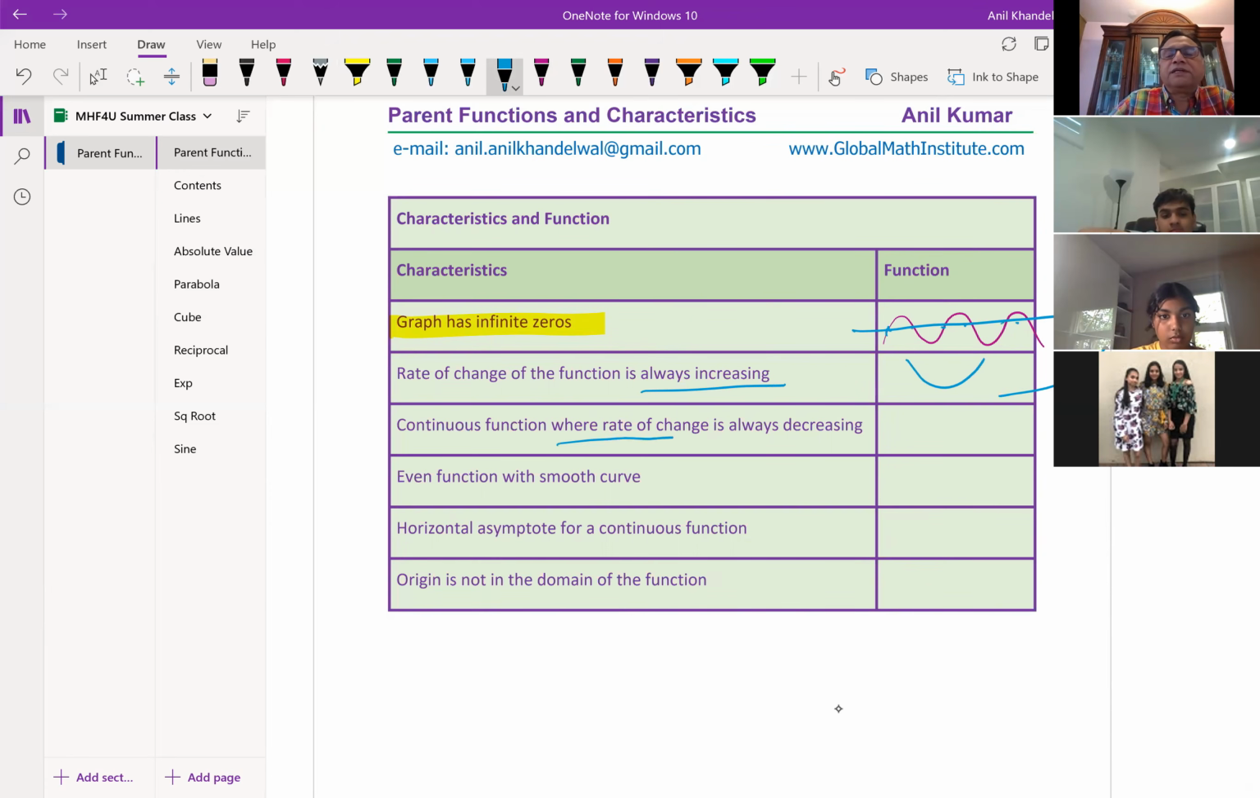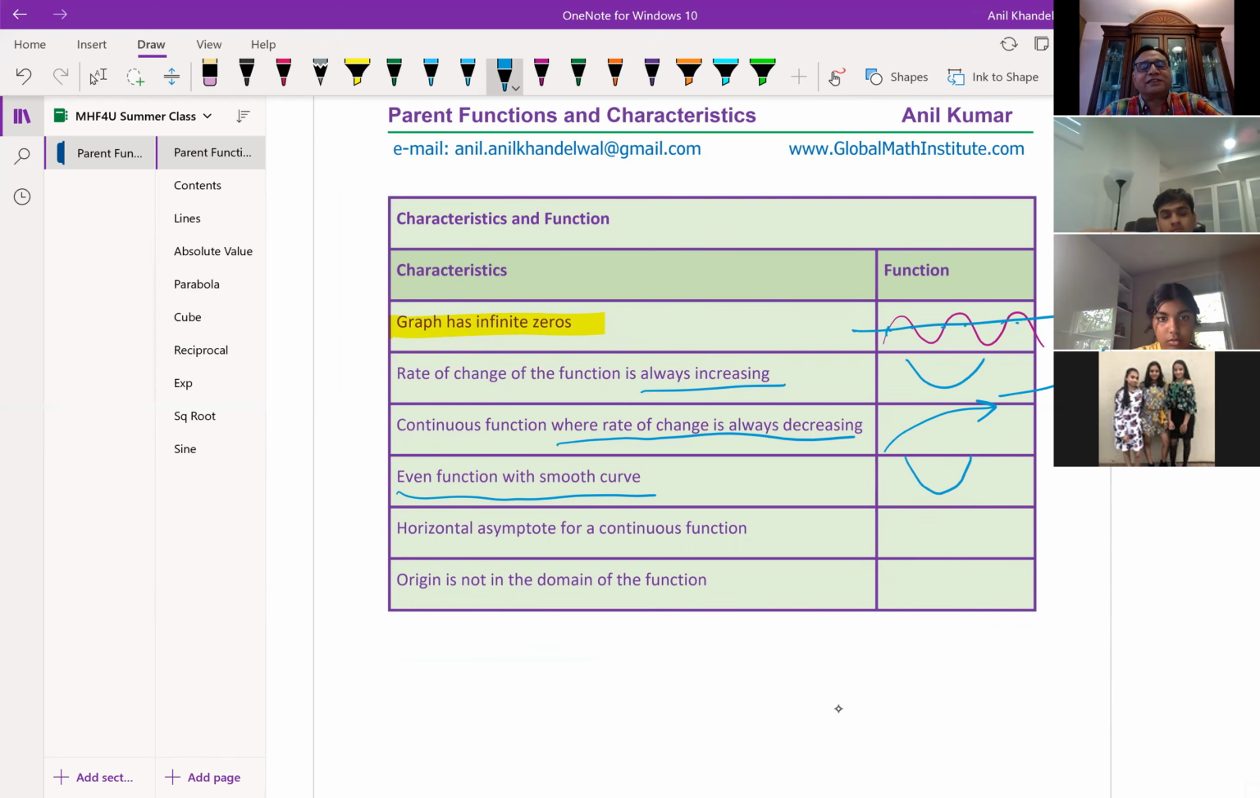Continuous function where rate of change is always decreasing. Square root function, right? Reciprocal? Square root. Oh, sorry. Yeah. Okay. Even function with smooth curve. Exponential? It is not even.